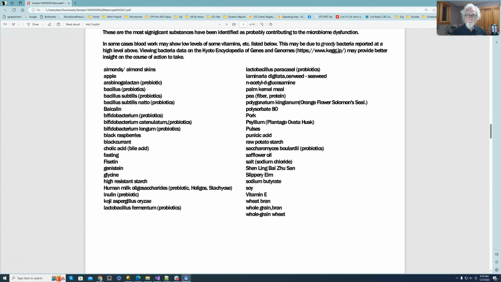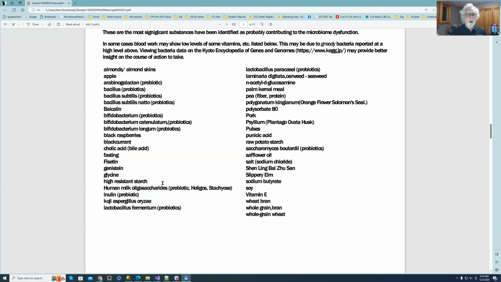Then we have the items which are at the bottom of the list, things to cut out. So you see things like pork explicitly called out. We have things like high resistance starch to be cut off.